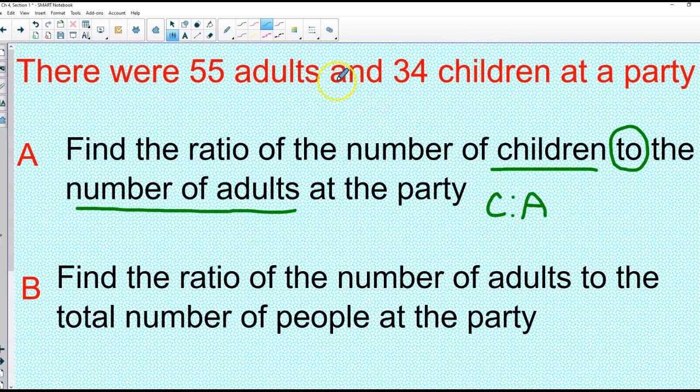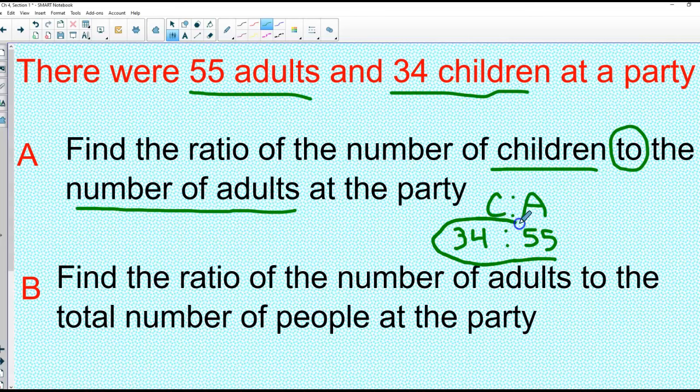So now let's look for the numbers. Children is 34, and it has to be written first because it is first in the question that was given to us to solve. Adults is second. It's after the word to here, and it tells us there's 55 adults. So my ratio would be 34 to 55. And again, if you wanted to use the word to, or if you wanted to write it as the fraction, that's totally acceptable.